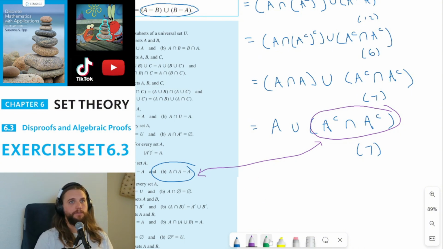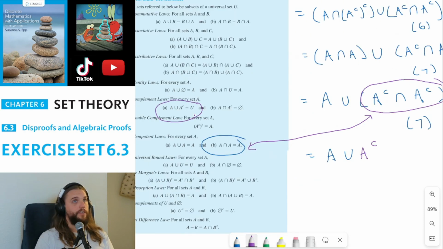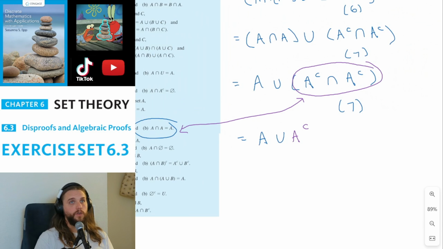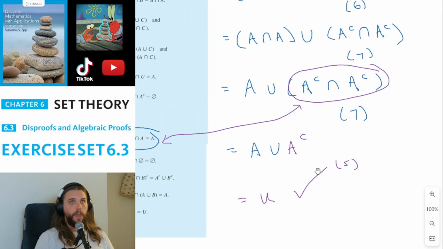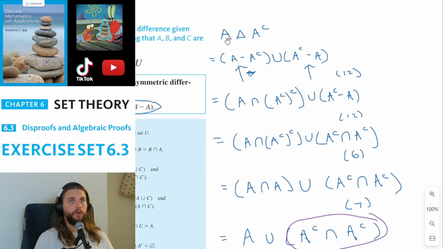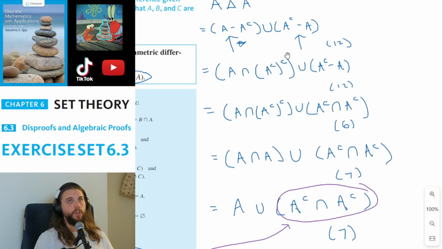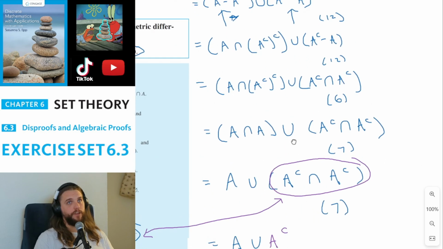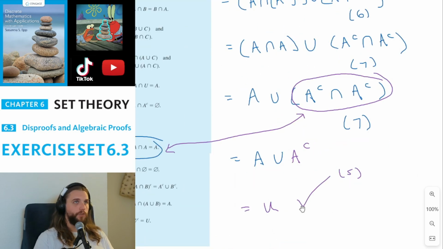So this is the same thing as A union A complement. And there's a law for that, which says that A union A complement is equal to the universal set by the complement laws, which is rule number 5. And that is the proof. We started with A symmetric difference A complement, and we used the set identities along with the definition of set difference to prove that this set equals the universal set.